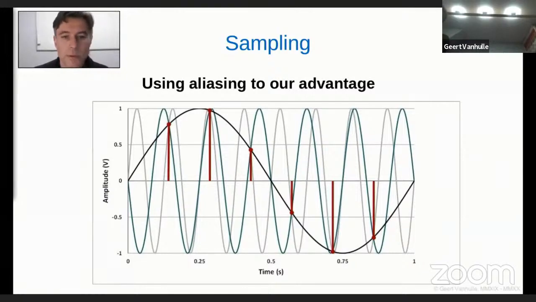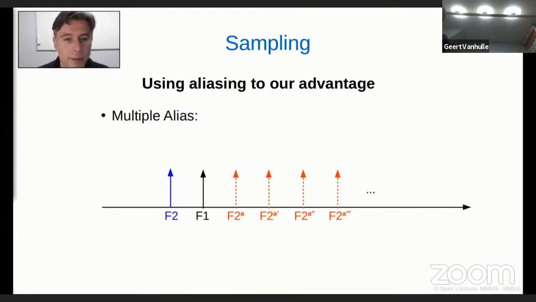So we can draw an infinite number of sine waves through these sample points. Of course, not random frequencies. They have to be a certain specific frequency, but we have an infinite range. So we have multiple alias possibilities. We have an alias that is below our sample frequency, and we have aliases that are above our sample frequency, up to infinity. Now, this is where we can use aliasing to our advantage.